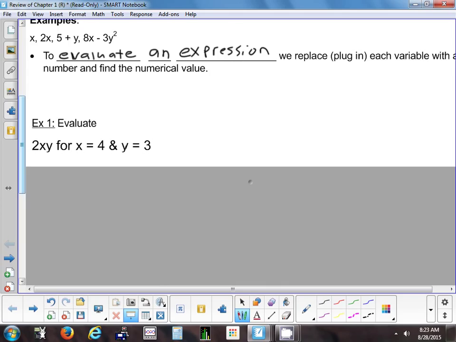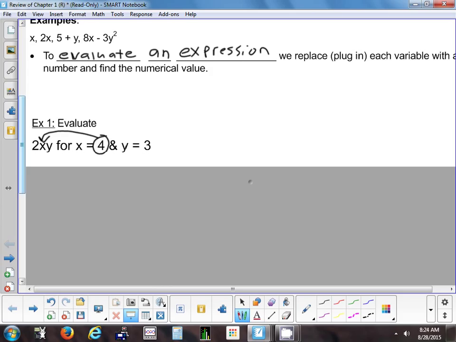Plug in what? Plug in a value? Okay. How do I know what to plug in? Like, say, what am I going to plug in for x? Does it say anything up there? Is x supposed to be any kind of number, Ryan? 4. Yeah. So x is 4.